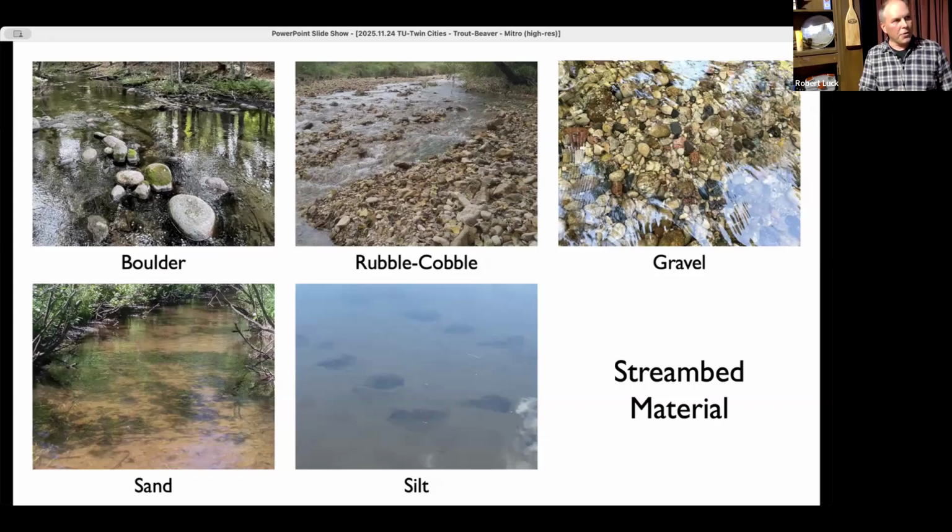We also have a lot of sand in our streams. Of note, in many of our northern streams that tend to be sandy, brook trout can spawn in those streams. Brown trout do not do as well spawning in those streams. And then silt, the one in the middle there.